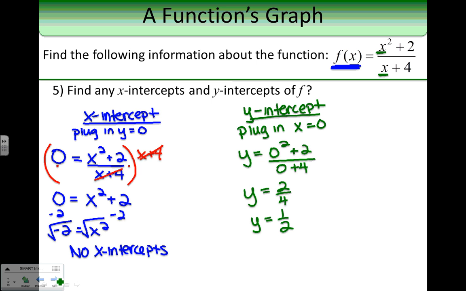Since we're, again, talking about the points on a graph, we're going to write this as a point. Our x was 0, and our y was 1/2. For a function, you should only have one y-intercept, because for the input of 0, there should only be one output of 1/2, because this is a function.